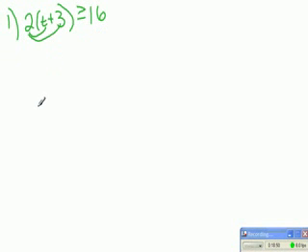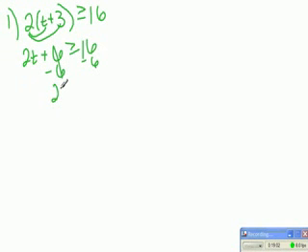Number 1 on the second page. We have 2 times the quantity t plus 3 greater than or equal to 16. Very first step on almost all of these problems is going to be to distribute through those parentheses. Distribute my 2 across. So 2 times t is 2t. 2 times 3 is 6, greater than or equal to 16. Subtract my 6. 2t is greater than or equal to 10. Divide by 2. t is greater than or equal to 5.